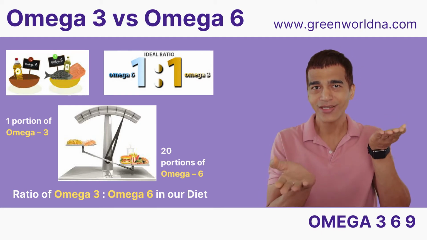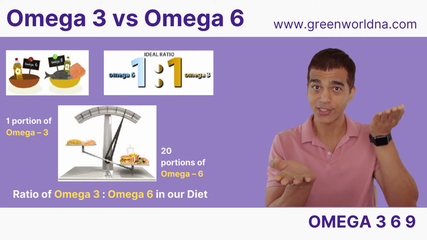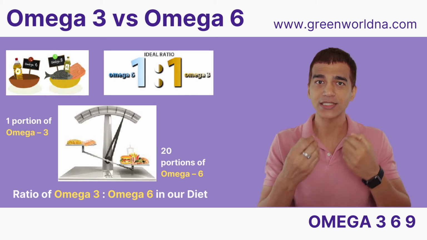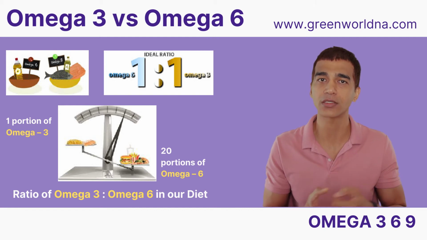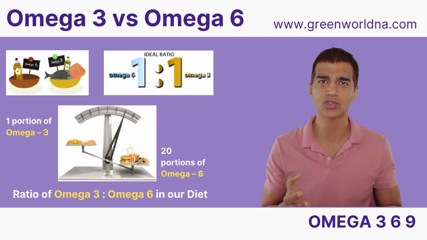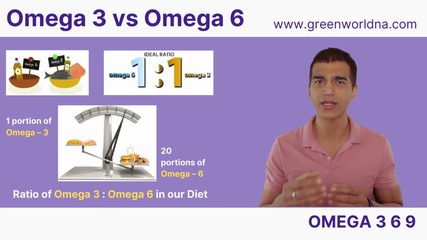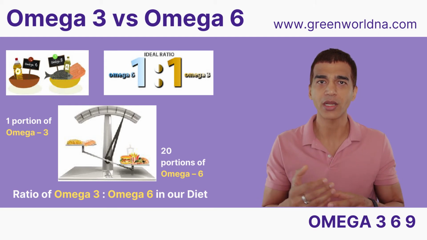When the ratio of omega-6 and 3 is 20:1, our cells are always inflamed, and that results in all these chronic illnesses: type 2 diabetes, thyroid disorders, high blood pressure, cardiovascular issues, and brain problems. All these chronic illnesses then start erupting in our body.